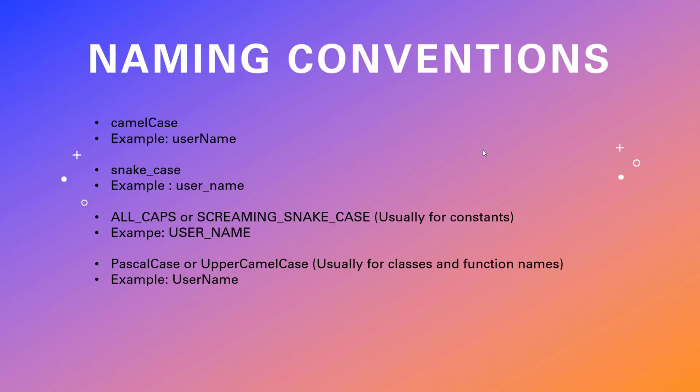Snake case. In snake case, you write all the words in small letters, but dividing them with an underscore. All caps, or screaming snake case, is when you write all the words in capital letters and divide them with underscores. This is common for constants. Pascal case, or upper camel case, is when you write the words with the first letter of each word in capital. This is common for function names and classes.